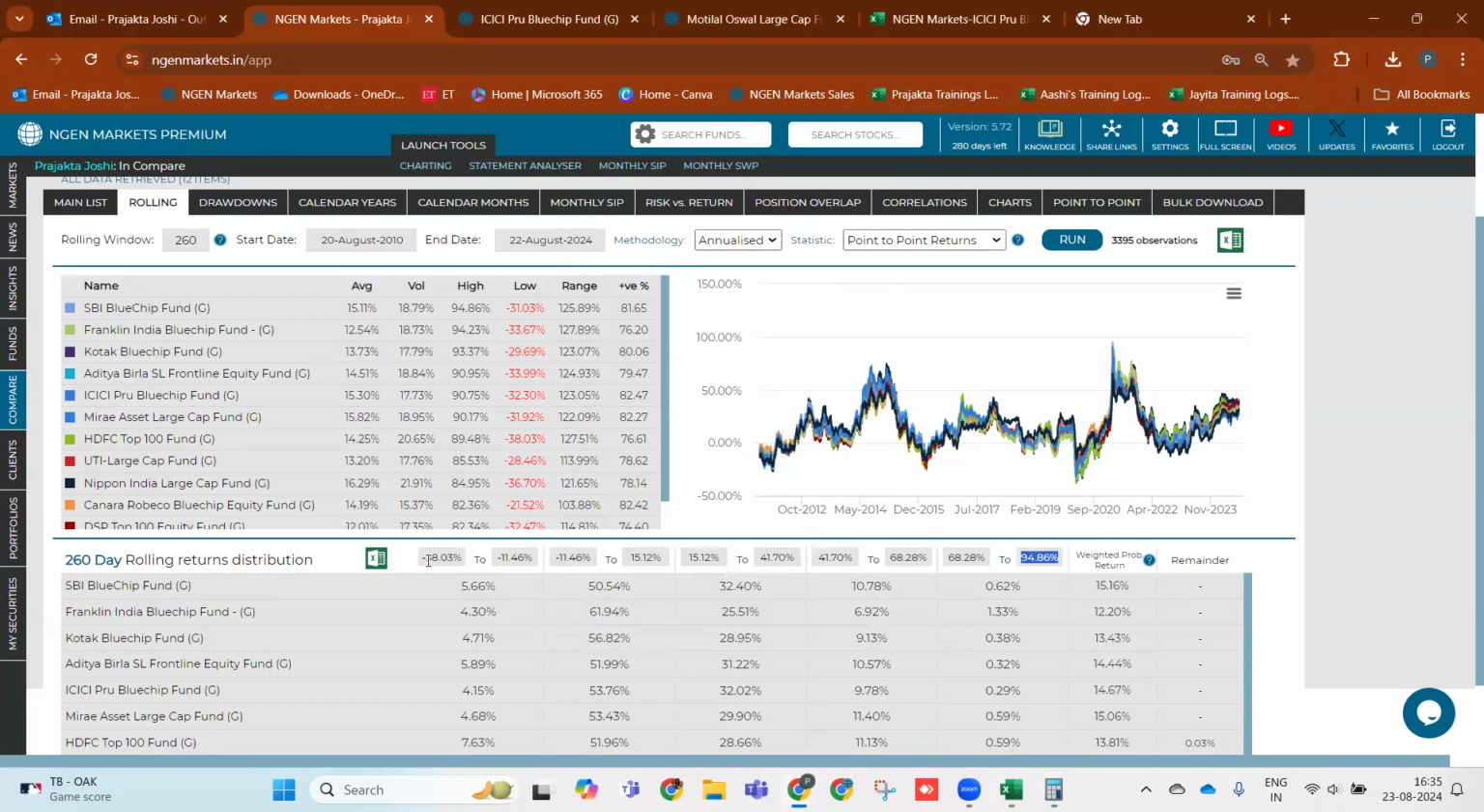The first interval has started from negative 38. If you add 26 to that, that comes to negative 11.46. That is how the first interval is built. The second, of course, will start from the upper end of the previous interval, so that's negative 11.46. You will add 26%, that comes to 15.26, and so on and so forth. This is how these intervals are built.